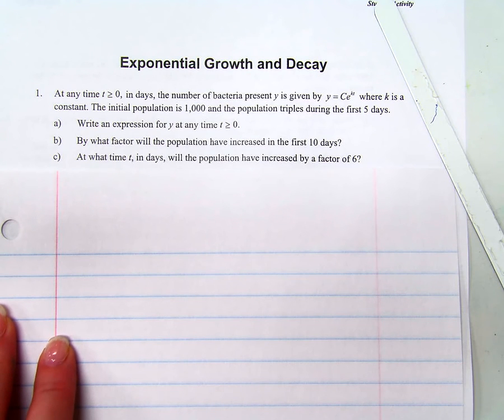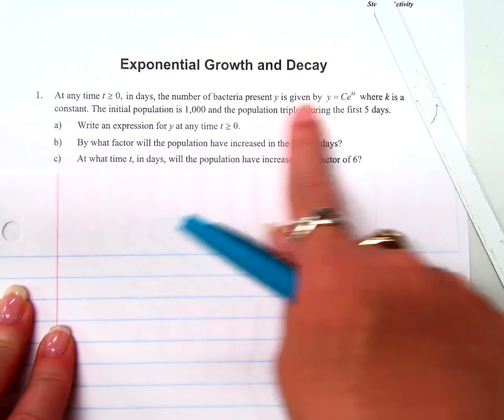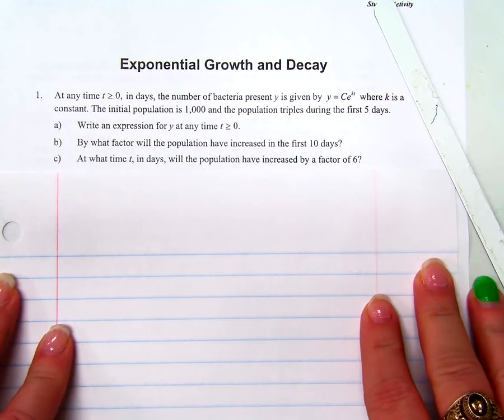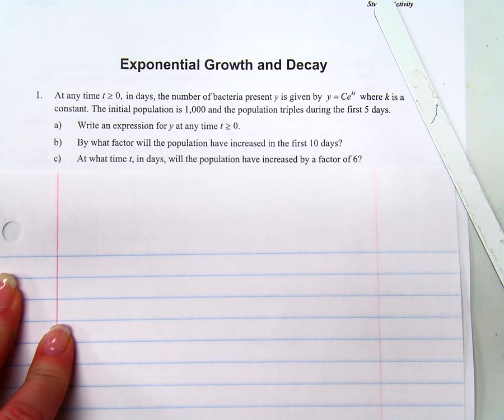At any time t greater than or equal to 0 in days, the number of bacteria present, y, is given by y equals c e to the kt power, where k is a constant. The initial population is 1,000, and the population triples during the first 5 days. That's all given to us in the first part of the problem. So now we start with A. Write an expression for y at any time t greater than or equal to 0.